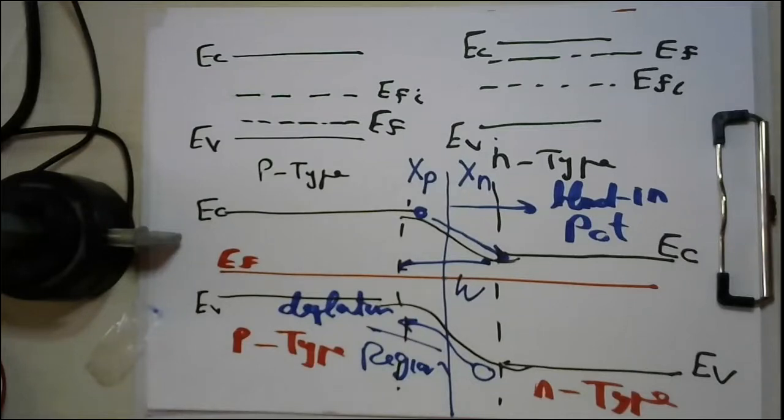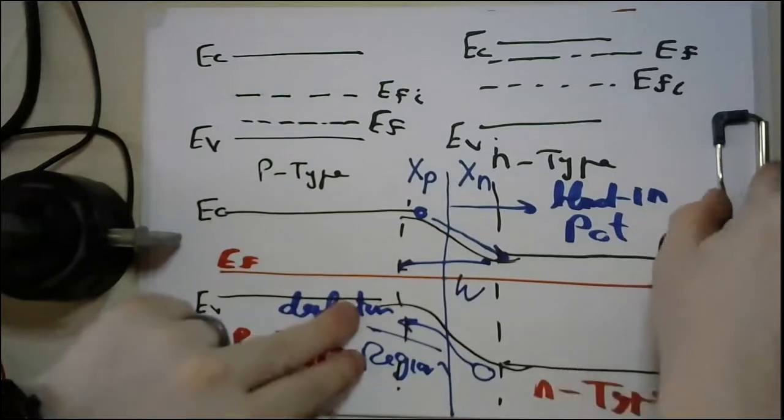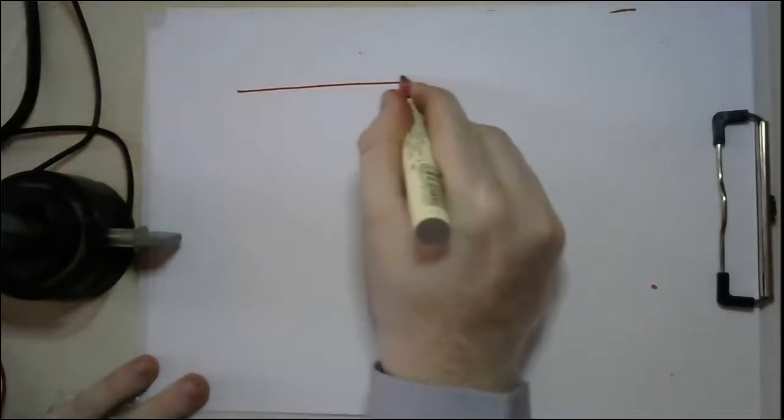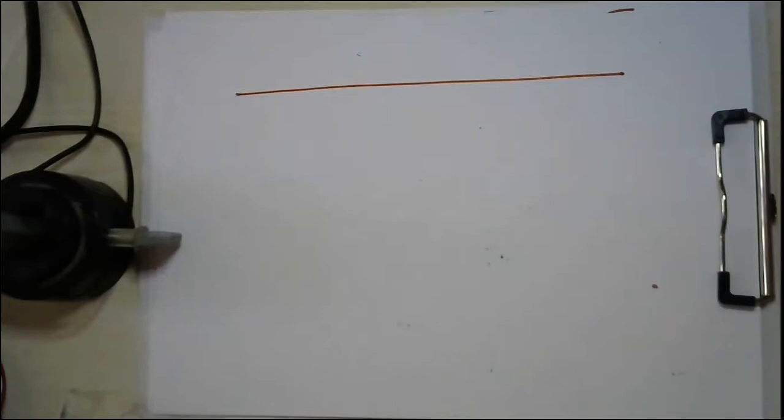Okay, now, let's continue observations related to the energy band diagram. And let me now redo very quickly another energy band diagram for the same Pn junction.